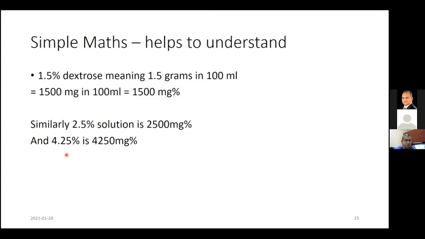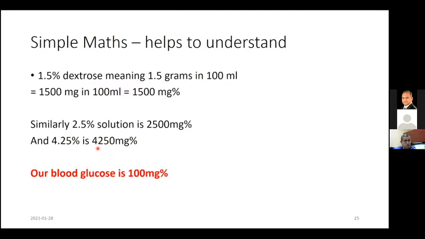Okay, so please understand this in context to our blood, which is 100 milligram percent. So the amount of glucose that peritoneal dialysis will give you is 15 times, 25 times, 42 times. That's the amount of glucose that peritoneal dialysis will give you when you are getting the PD fluid inside. And that's how it acts as an osmotic force.